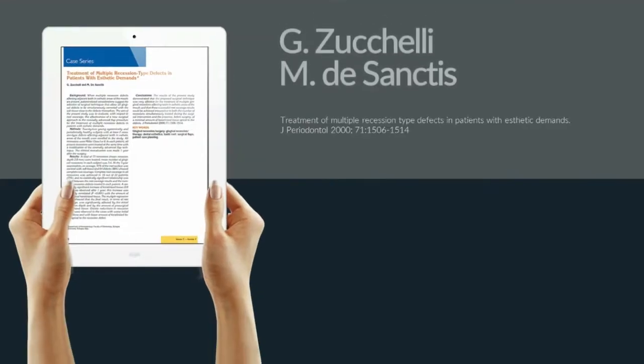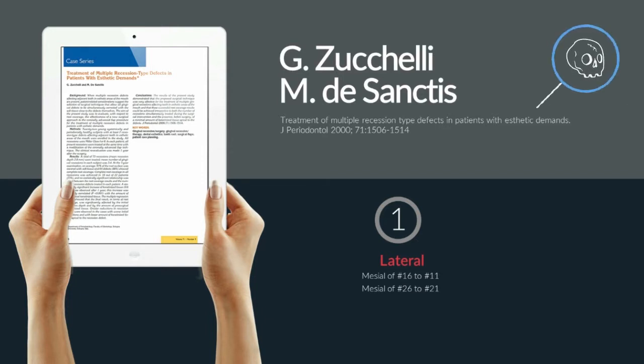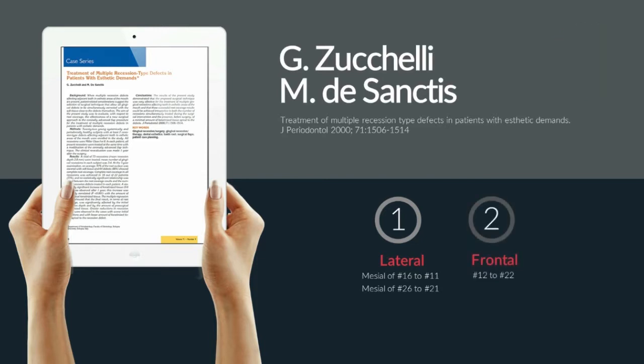This technique has, of course, been published by Zucchelli and DeSanctis in 2000, and the first paper was published regarding treatment of recessions that affected an entire quadrant. This has become known as the lateral approach, and another paper was later published regarding treatment of only the lateral and central incisors, and this has become known as the frontal approach. We select the appropriate technique for each case based on the existence of a recession on the canine.